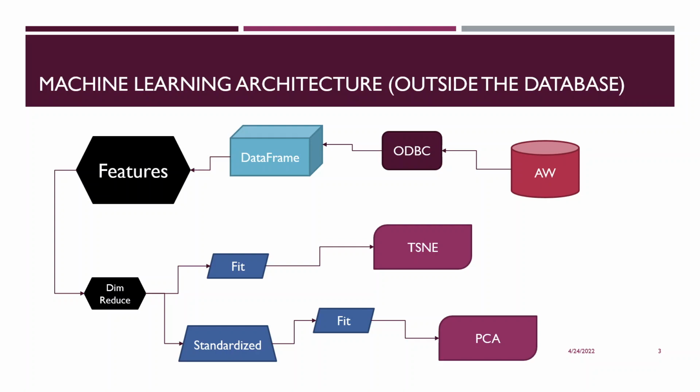Okay, so we've got our AdventureWorks database, and ODBC data frame features. We did a dimensionality reduction. We did a fit on TSNE. We did a standardize and fit in principal component analysis. And that is an outside the database architecture. What I mean by that is everything that you see outside of the AW can, that was outside the database, and we connected to AW or AdventureWorks through an ODBC API.